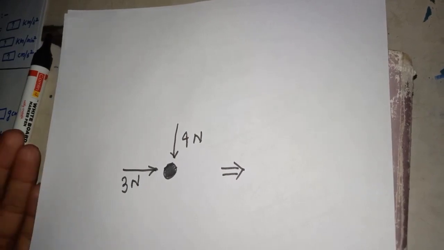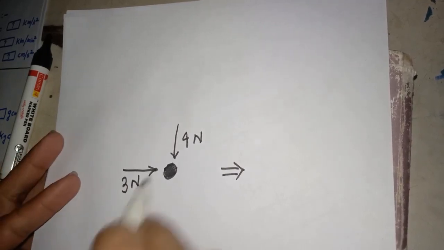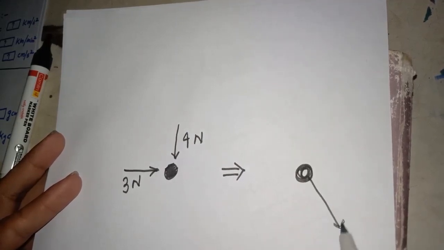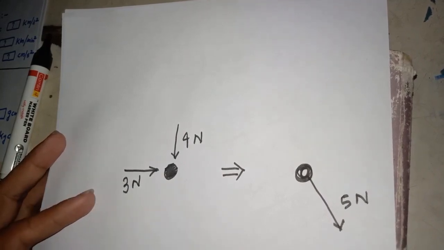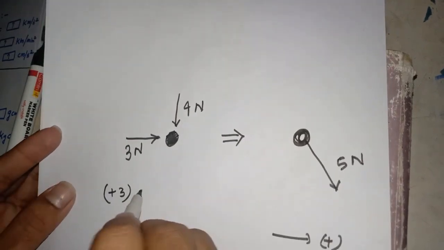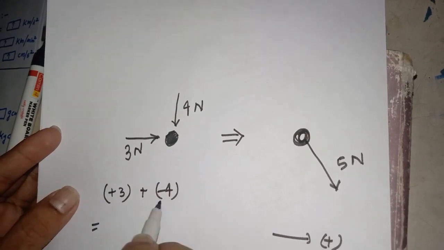How can you add this kind of problem? So you have known the simple cases. We can add it by plus and minus and then solve it. But in this case, the answer must be, I give you the answer, in this direction, and the value is 5 Newton. But here, if we take this direction as positive and this direction as negative, what do you find? Plus 3 plus minus 4. What do you get?